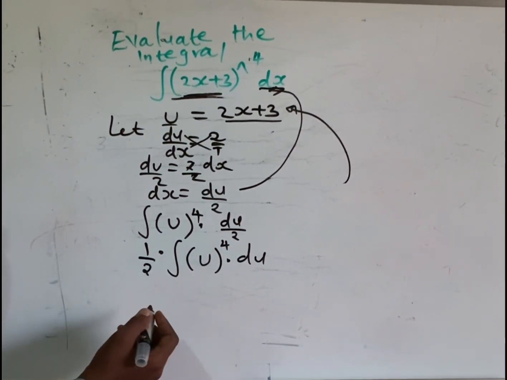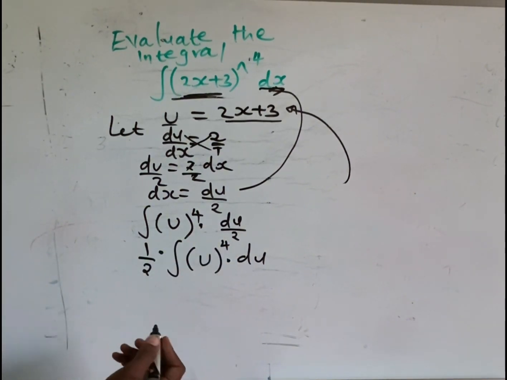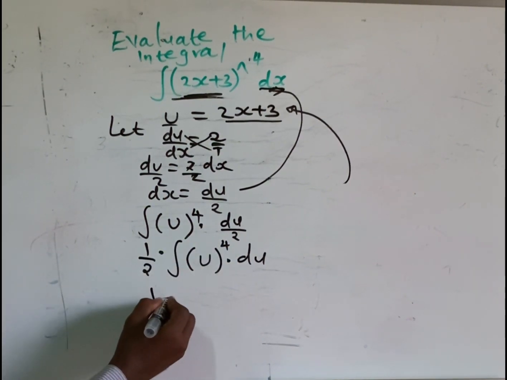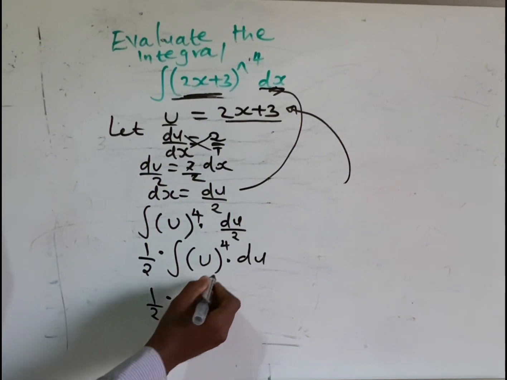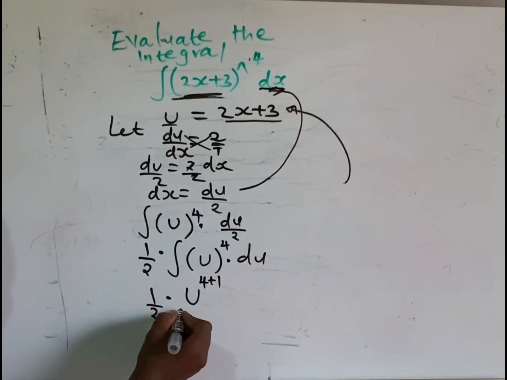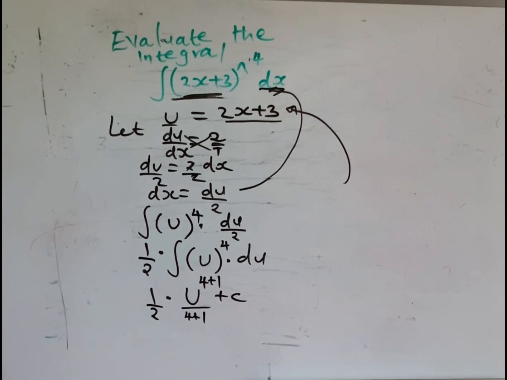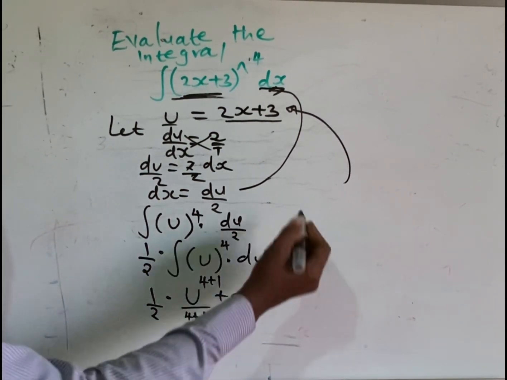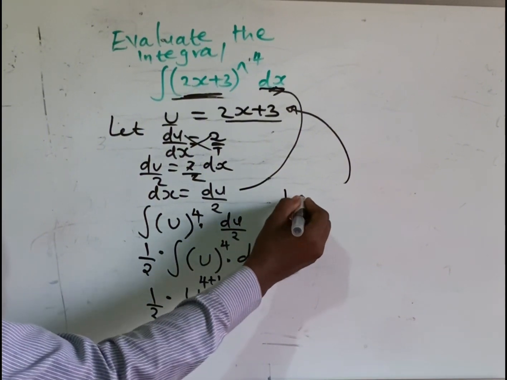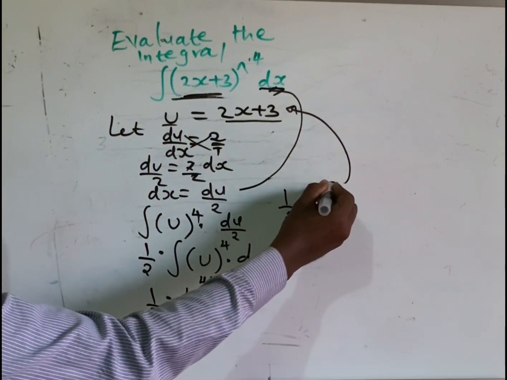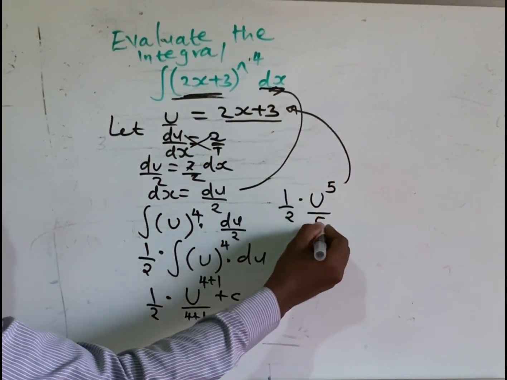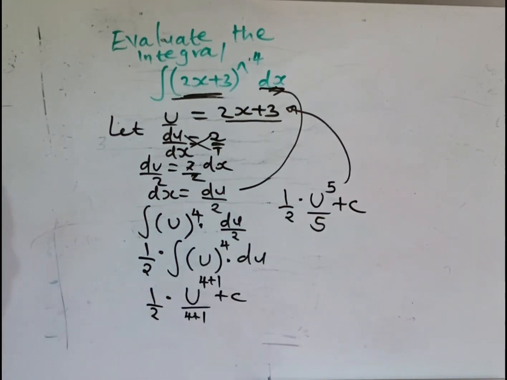So integrating u^4 will be a half multiplied by u to the power of 4, we increase the power by 1 and then divide by the new power, which is 4 + 1, and then add the constant c. c is the constant of integration. So we'll have a half multiplied by u^5 divided by 5, plus c.